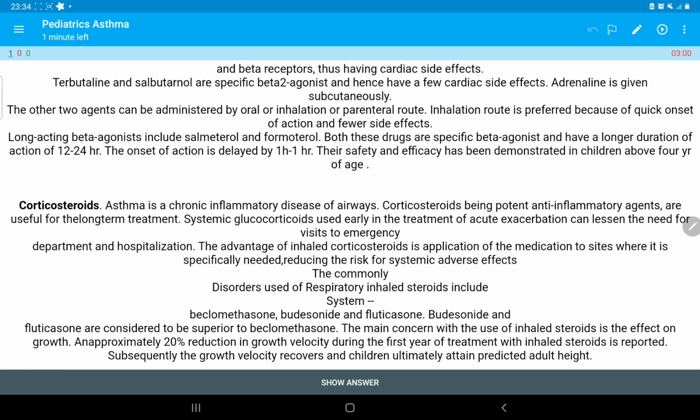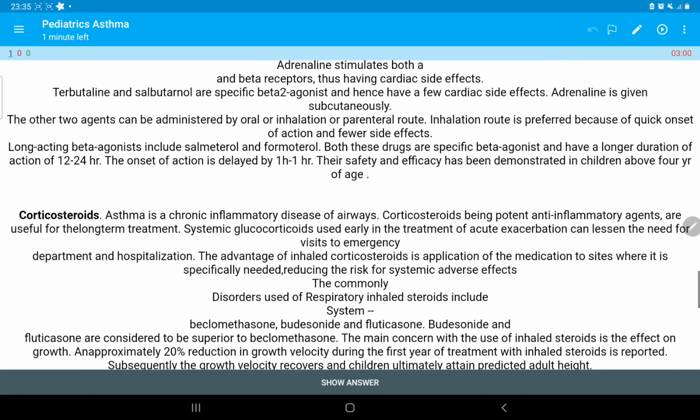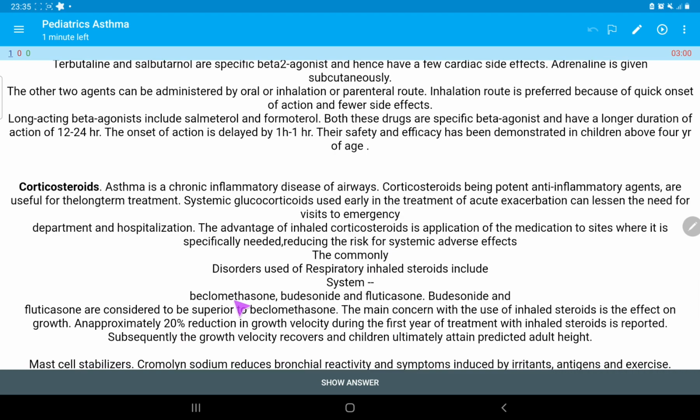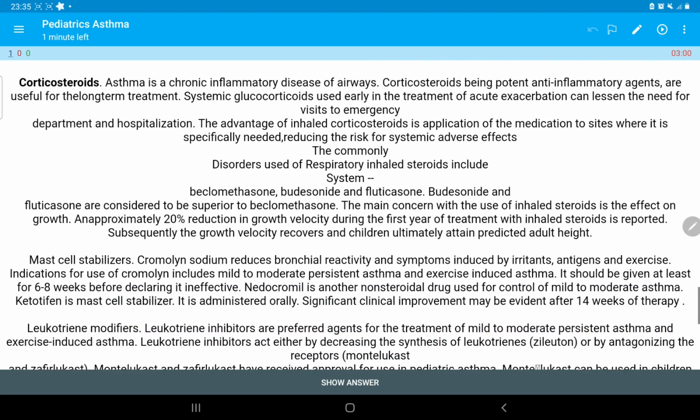Corticosteroids. We can also give corticosteroids. We normally give these in late phase reactions, while bronchodilators can be given in early phase reactions. The corticosteroid drugs are dexamethasone, budesonide and fluticasone. These corticosteroids might cause growth retardation for 1 year. After 1 year, there will be no change. The velocity recovers and children ultimately attain predicted adult height.